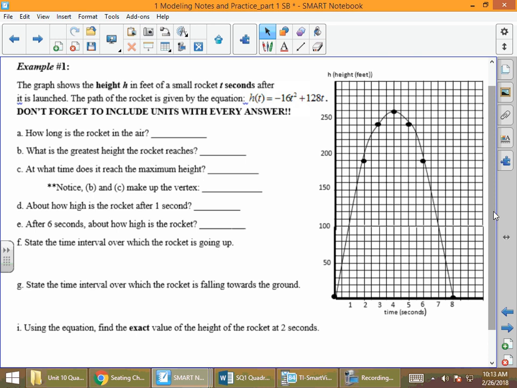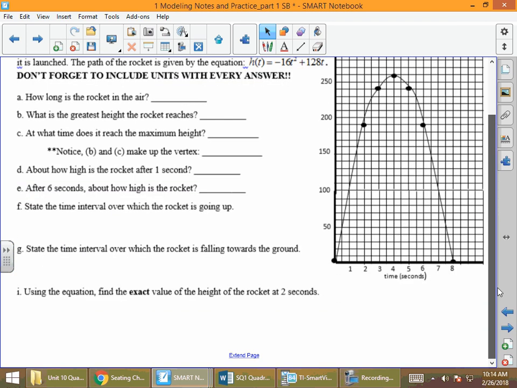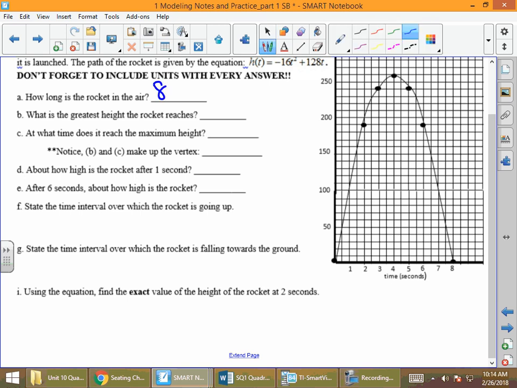Well, we started over here at 0, we went up, and then we went down. And how long is something in the air is just back there with our words. When you see something like how long is the rocket in the air, we're looking for x-intercepts. And more specifically, we're looking at the intercept to the far right here, which is 8 seconds that the rocket's in the air. And what we're just doing is interpreting this graph.